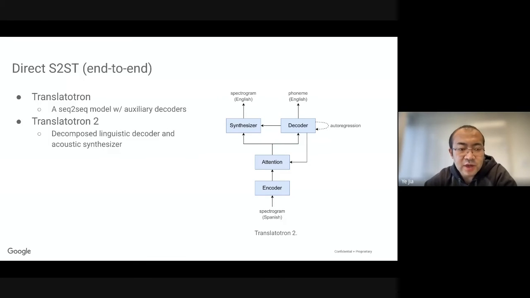We also built two end-to-end direct speech-to-speech translation models using Translatotron and Translatotron 2 architectures. Translatotron is a sequence-to-sequence model where the encoder takes source speech as input, and the decoder directly generates speech in the target language. And Translatotron 2 decomposes the decoder in the original Translatotron into a linguistic decoder and an acoustic synthesizer, and achieves better quality by this model architecture.